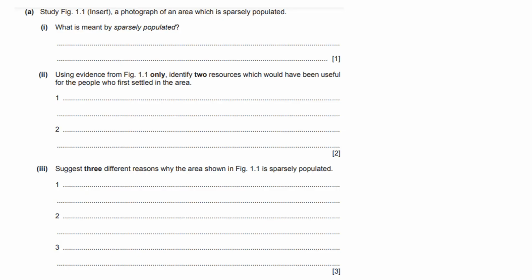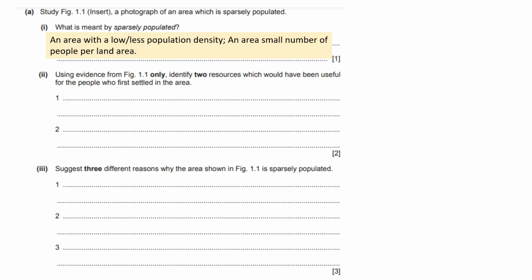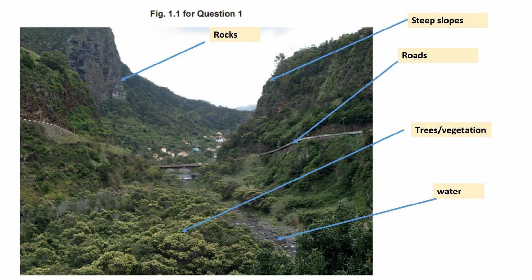square meter is less. The second question is, using evidence from figure 1.1 only, identify two resources which would have been useful for people who settled in this area. So two resources that would be useful. One, the trees and vegetation would be useful. Water would be useful. Rocks and stones also would be useful. Water for drinking, trees as a source of fuel wood, rocks for building.